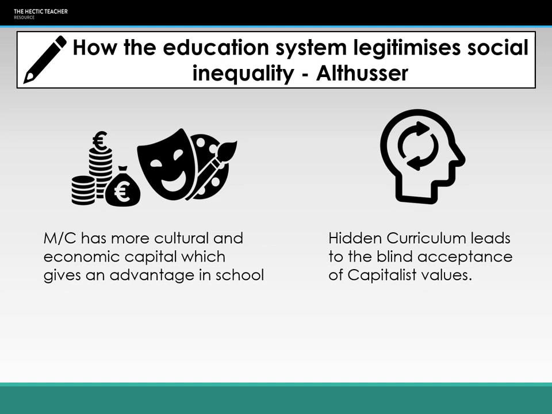Okay. And for Althusser, in terms of social inequality, he says that the hidden curriculum is almost kind of brainwashing the working classes into believing this is the way things are. But if you work hard, you can become the ruling class. So it's almost like the education system is perpetuating that false class consciousness of work hard, do well, buy stuff, spend money, and you can become part of the ruling class, when in fact that's not actually likely to happen.